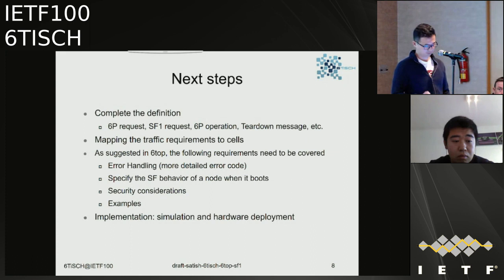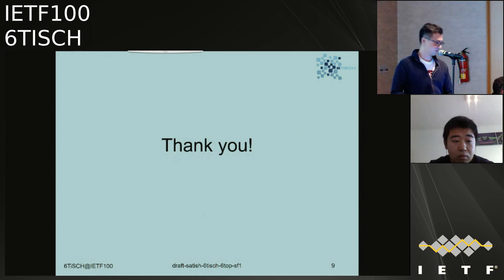So for the next step, we will complete the definition of 6P and of SF1 to cover some objects and the message formats. And of course, there is a gap to be covered, which is how to map the traffic requirements to number of cells and the constraints on cells. And we will also cover the items according to the suggested outline. And most important is we are going to work on the implementation to write running code to support our draft. Thank you. Any comments?